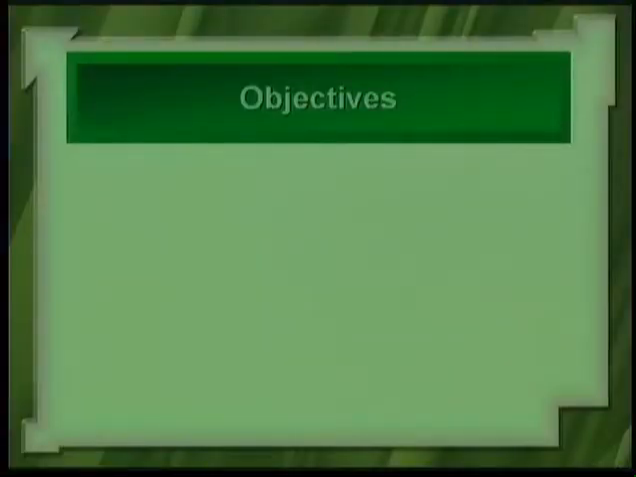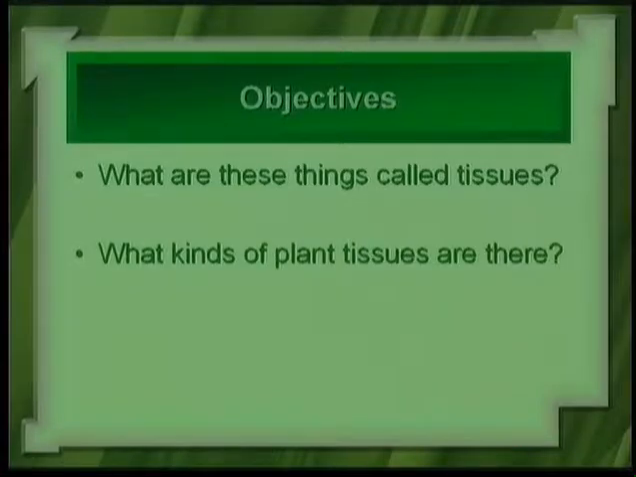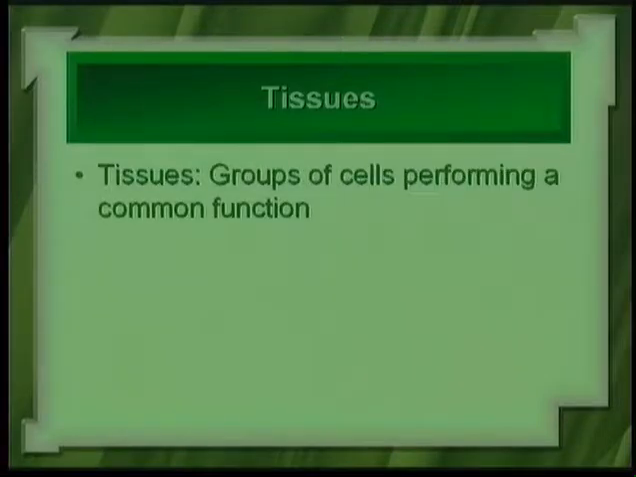Okay. Now, objectives for today, 2 general questions. Okay, what are these things called? Tissues, all right? That's one thing we're going to kind of address. Another thing we're going to address is what kind of plant tissues are they, okay, and what do they form, all right? So first of all, tissues. What are they? Okay, tissues are groups of cells. They're a grouping of cells that do a certain function, all right? So tissues are groups of cells that perform a common function together.